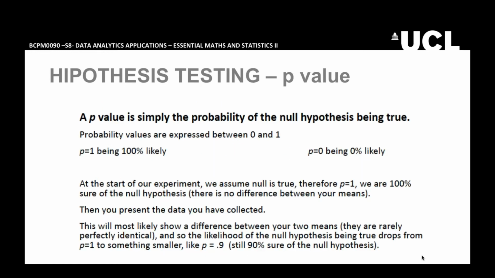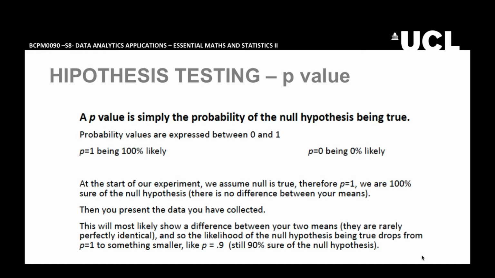Then we have the p-value. The p-value is simply the probability of the null hypothesis being true. As you probably know, probability values are always between 0 and 1. If p is 1, it means that the probability of occurrence is 100%. When p is 0, it means that the probability of occurrence is 0%.